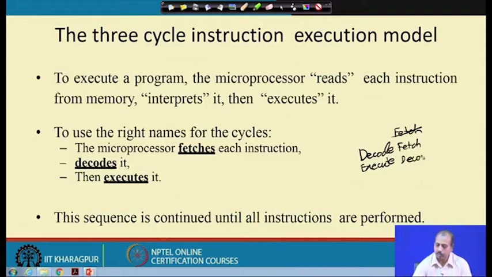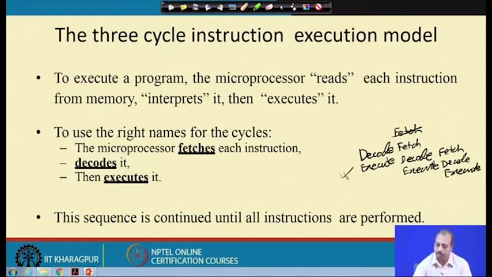So, this goes to the decode phase, then the second instruction goes to the execute phase, and in the meantime the third instruction. When the second instruction was in the decode stage, the third instruction was being fetched, then the third instruction goes into the decode stage, then it goes to the execute stage.